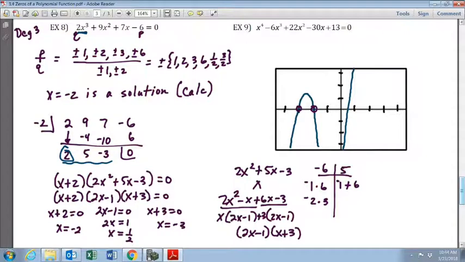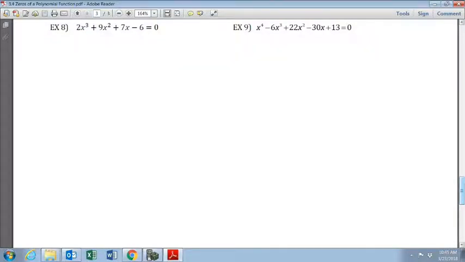So finally, remember we had a degree 3 polynomial. We expected to get 3 solutions. And sure enough, that's exactly what we got. Let's go ahead and move on to number 9. So on number 9, this is going to have a degree of 4. So here we're expecting 4 solutions.